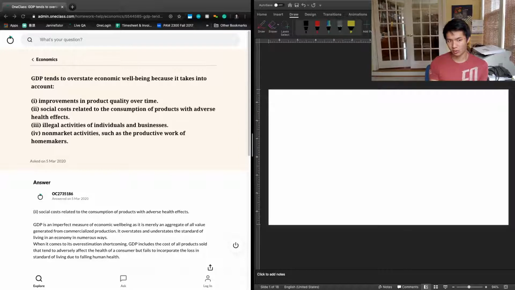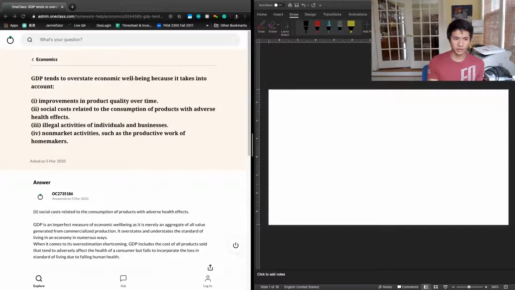through the expenditure approach. So those are included factors in GDP, and they are detrimental to well-being, right? We don't believe that high consumption of tobacco products necessarily translates into economic well-being, and yet GDP captures that expenditure and portrays it as part of economic well-being. So this seems to be a really good choice, but let's take a look at the other 2 answers just to be sure.